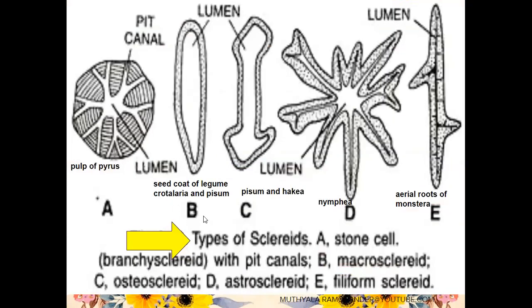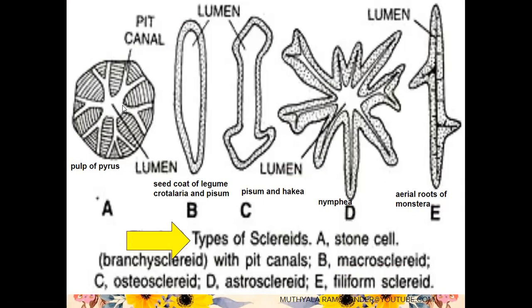See the sclerites here. There are five types of sclerites. One is brachysclerites. The second one is macrosclerites. The third one is osteosclerites. The fourth one is asterosclerites. The fifth one is trichosclerites or filiform sclerites. The first diagram belongs to brachysclerites or microsclerites.